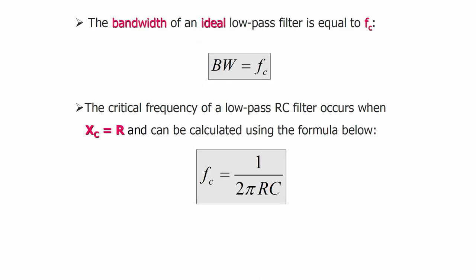So, the bandwidth of an ideal low pass filter is equal to Fc, whatever critical or cutoff frequency we have. The critical frequency of a low pass filter occurs when Xc equals R, and it can be calculated using Fc equals 1 by 2 pi RC.